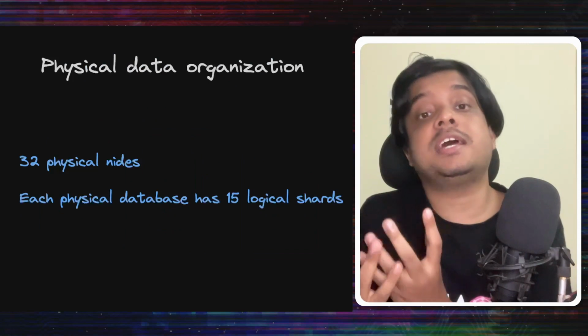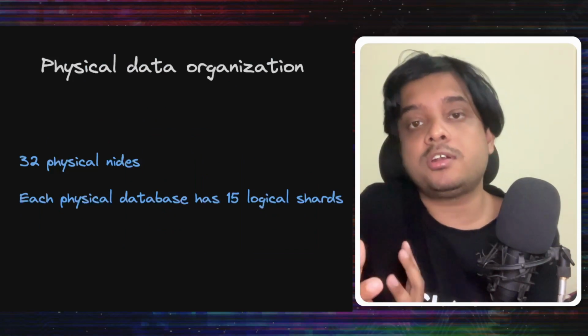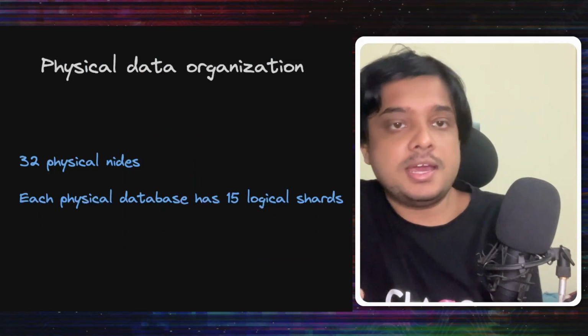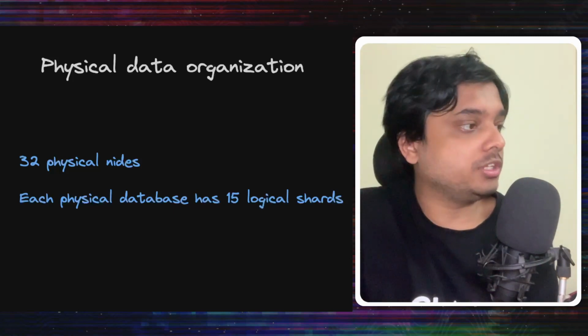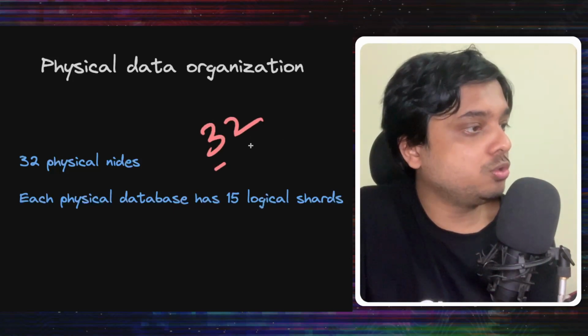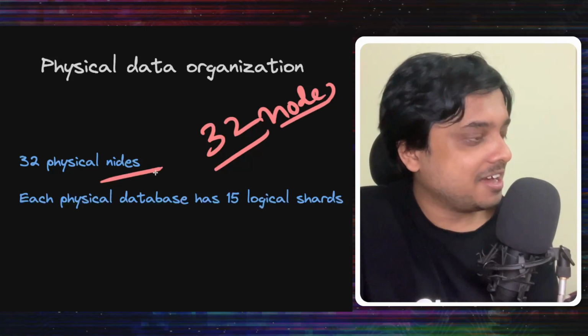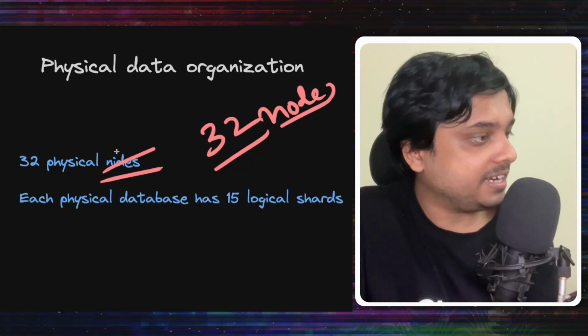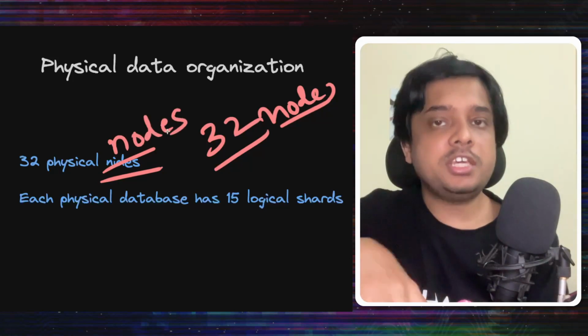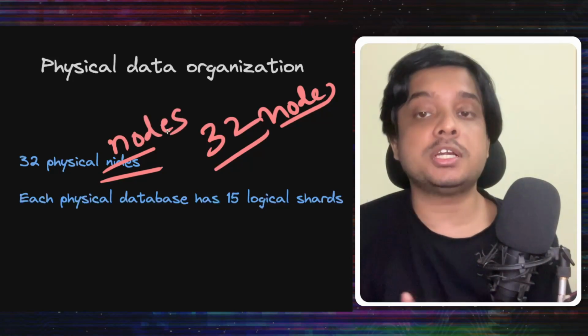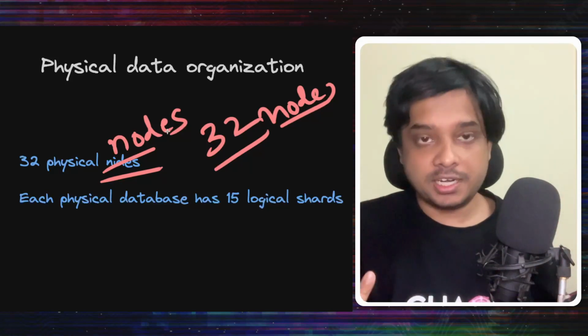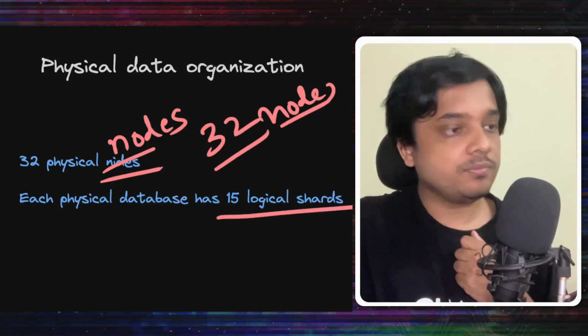After this, Notion decided on how many physical nodes they want to have their database on. And they decided on 32. So there would be 32 nodes. Did I make a typo here and write nodes as nights? No, this should be nodes. Let me correct it here, right? But each node would have multiple logical shards. So each physical database would have 15 logical shards.